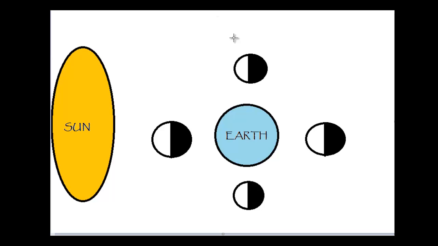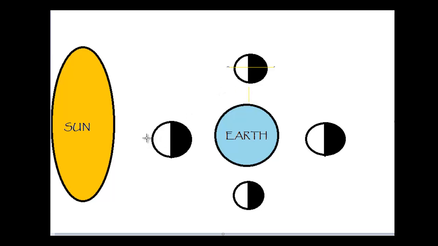Now, when we're looking at the moon, we're always looking at the moon from Earth. So when we look up at the moon here, we're only going to see this half right here, right? So if we're looking up and we're seeing this part, the right side is going to be dark, and it's going to look like a quarter of the moon, or it is a quarter of the moon. It's going to look like half the moon.